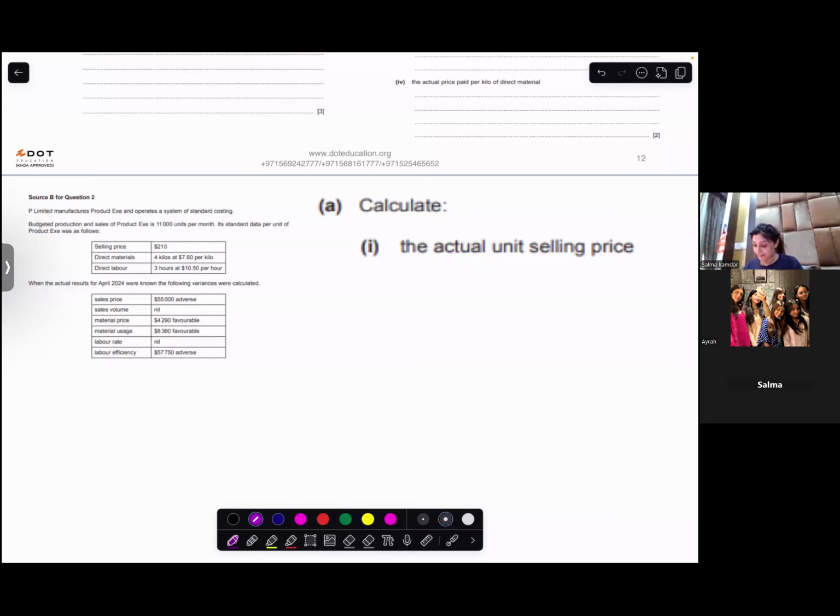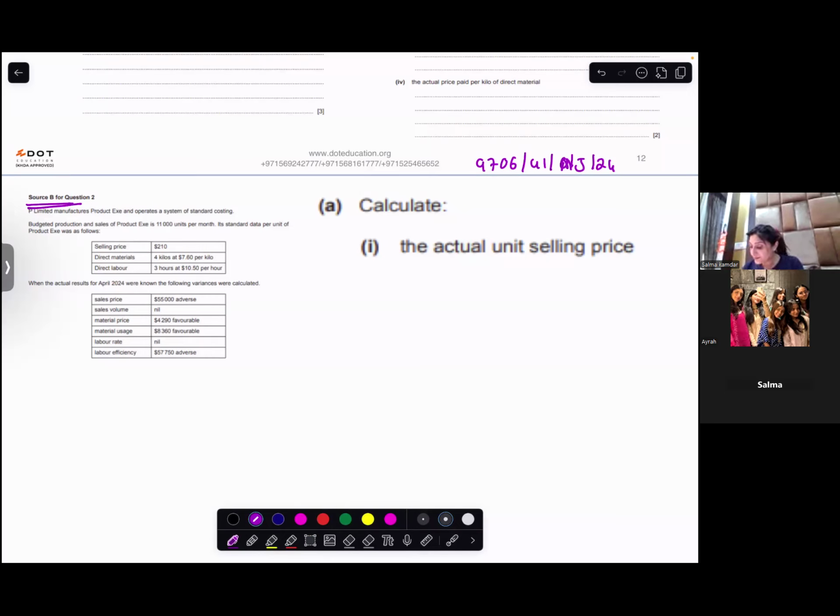We are doing which paper? 9706 A level, paper 41, October, May, June 2024. Correct? Yeah. This is course B, question number 2, that is related to standard costing.